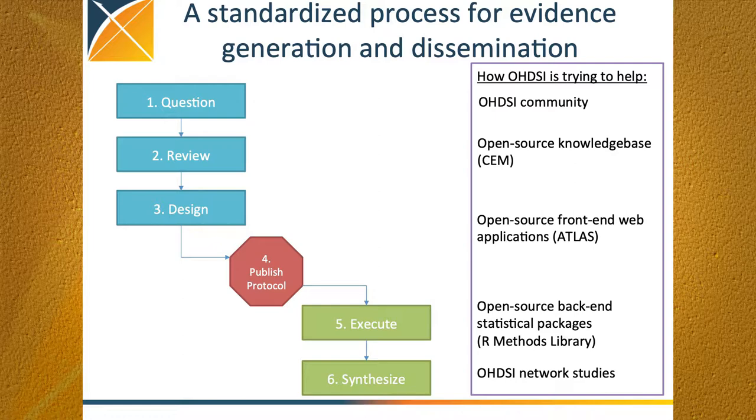You can then design your study using the open source front end web applications like Atlas that we're going to use today. It's a very powerful tool to take an idea from one that's just in your head to putting it out in a systematic way into code to ask it of your database. And then underneath the hood, when you execute your study, are the statistical packages. And there's a complete methods suite of these as R libraries. And we're going to be going through cohort method today. And then lastly, you can synthesize these results.